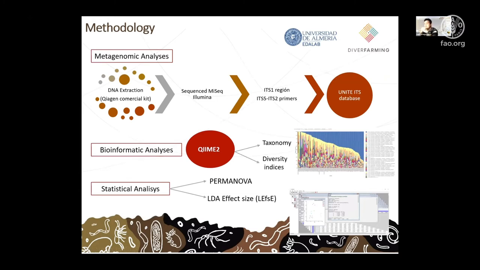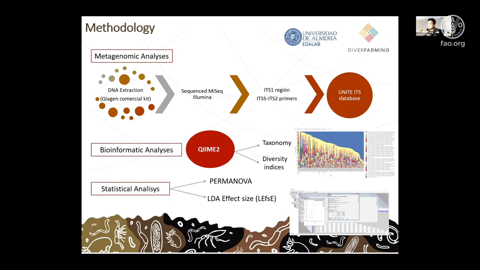Our data are based on metagenomic analysis. We extracted the DNA of the fungi with a commercial kit, and later we sequenced this DNA with the MiSeq Illumina platform. Amplicons were compared against the UNITE ITS database. The bioinformatic analysis was performed with the software QIIME 2, and we obtained taxonomic data and several diversity indices.